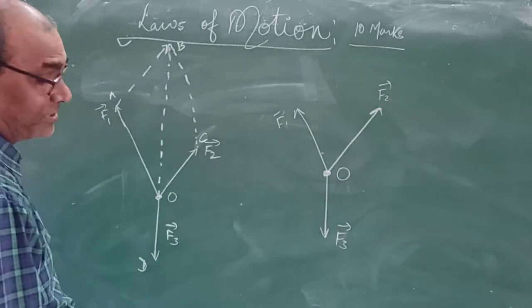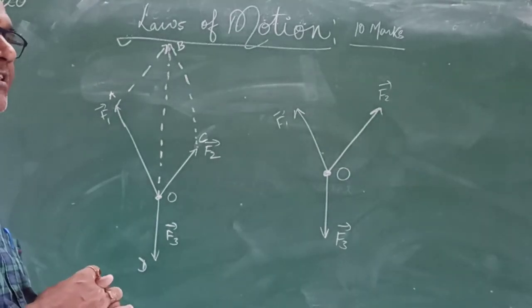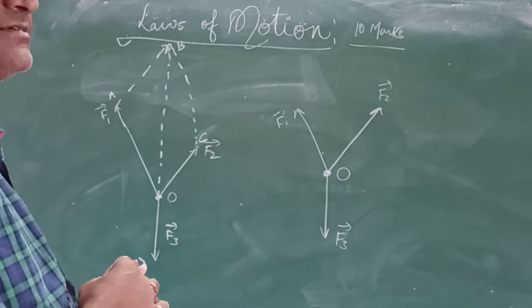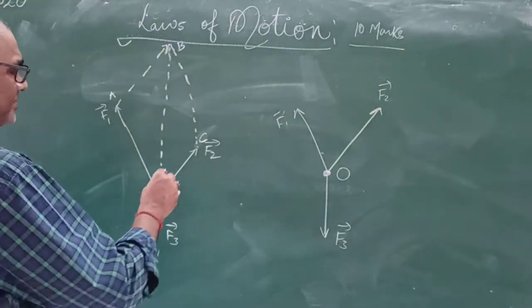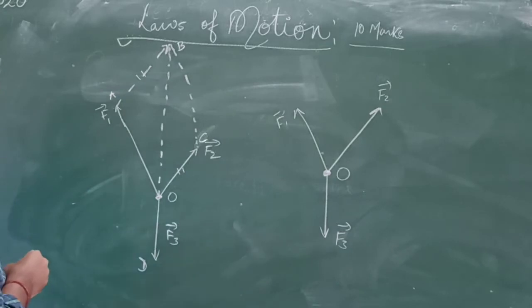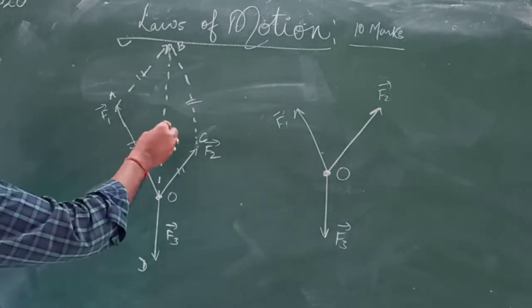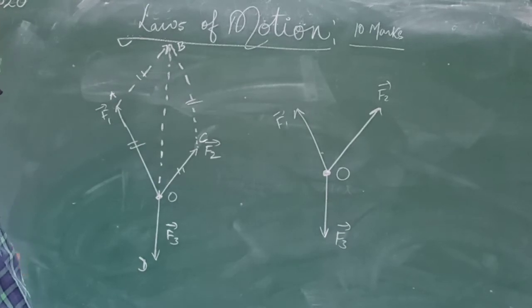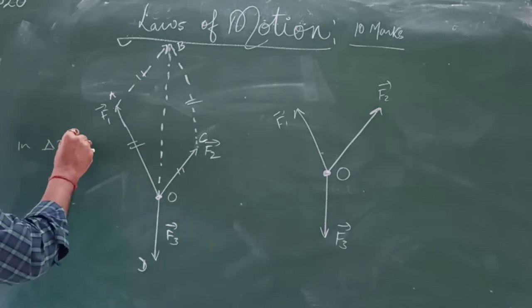According to the parallelogram law of vector addition, when two vectors are represented by the two sides of a parallelogram in magnitude and direction, the resultant is represented by the diagonal of the parallelogram in magnitude as well as direction. Therefore, the diagonal and OD are equal and opposite, and this one is equal to minus F3. All of you know that, a negative vector.